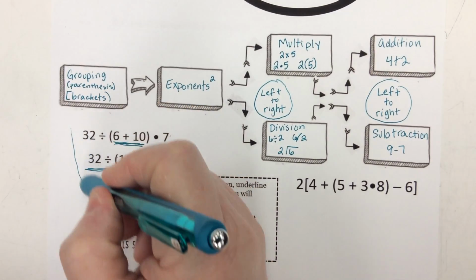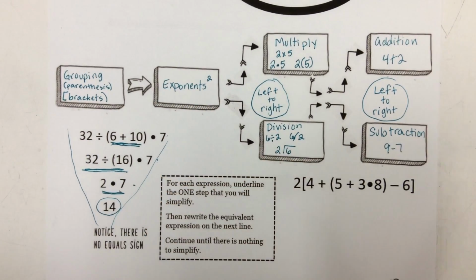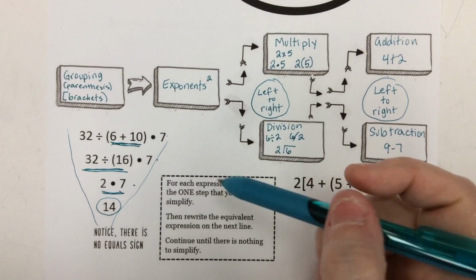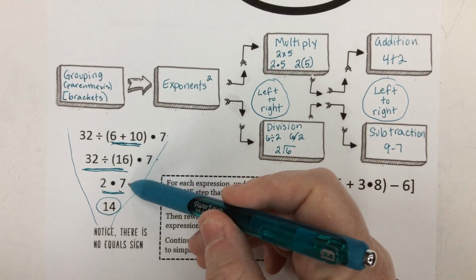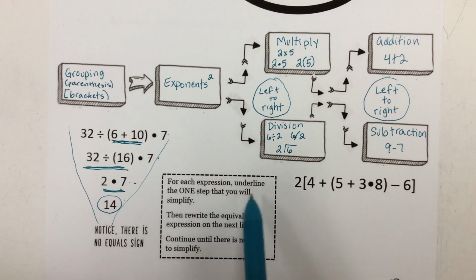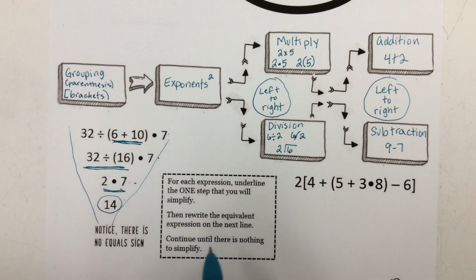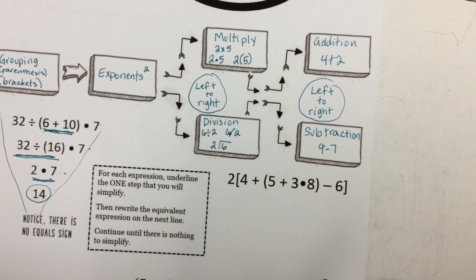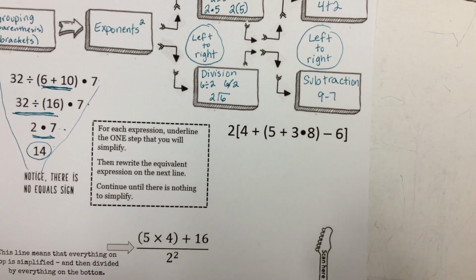It looks like a big ice cream cone or a piece of pizza, but every row is equivalent to every other row. It's just simplified a little. So no equal signs, okay? Your rules here, for each expression, just underline the one step that you're going to simplify. Then you're going to rewrite the equivalent expression on the next line and continue until there's nothing left to simplify. Now, this problem we're going to work out together.